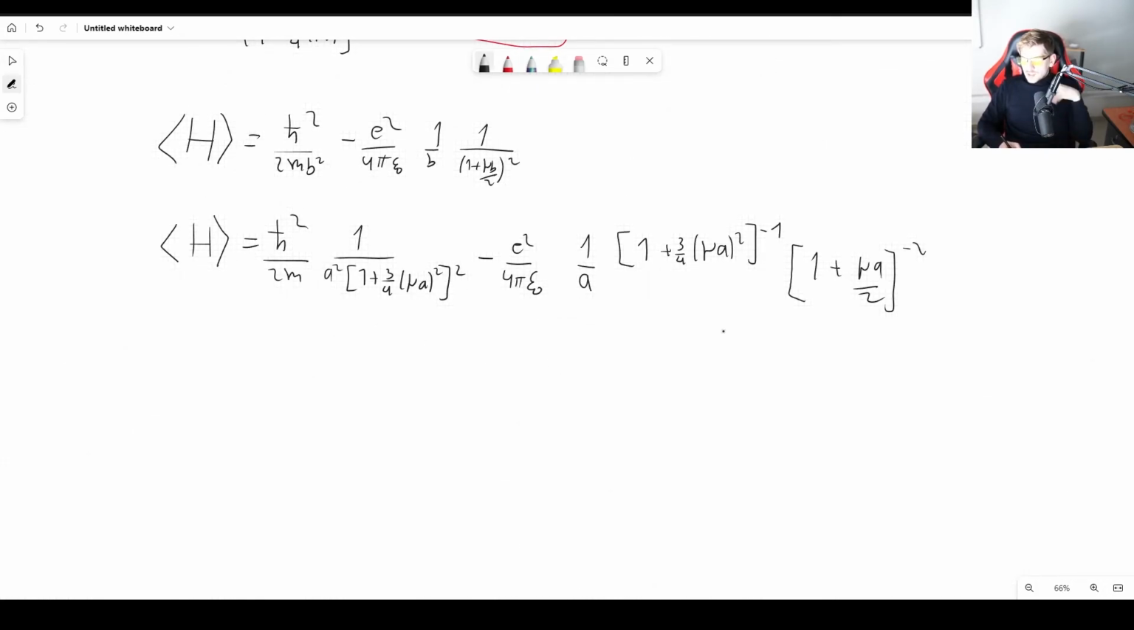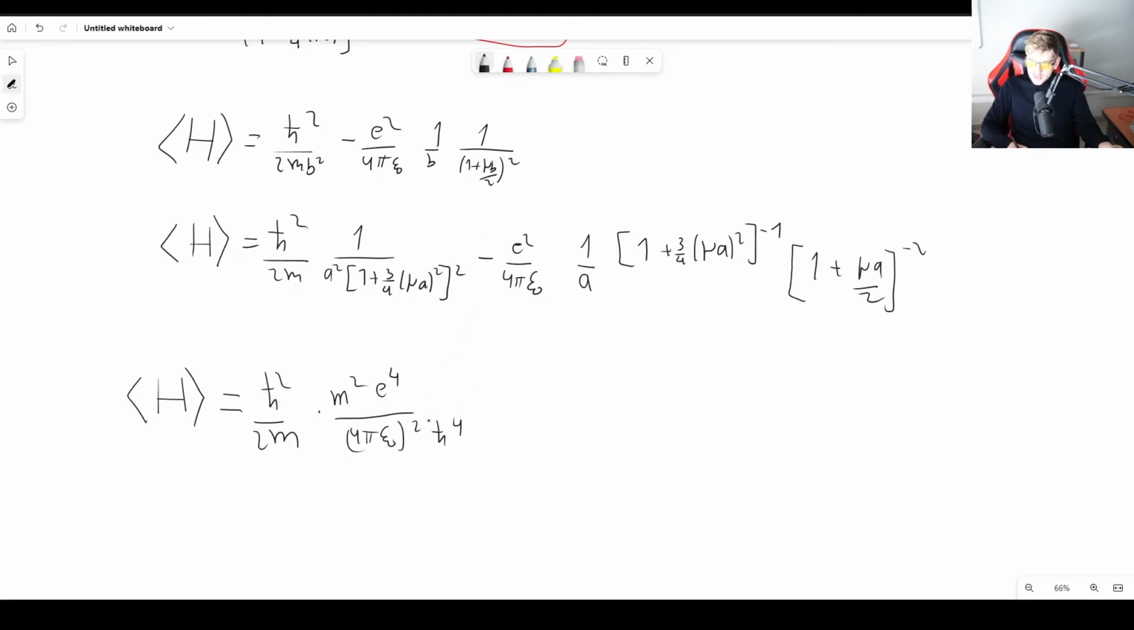Okay, so now let's begin simplifying this. Now, how could we do that? Well, let's plug in the value of a. So we know that a is 4 pi epsilon 0 h bar squared over m e squared. So 1 over a squared is m squared e to the 4th power over 4 pi epsilon 0 squared h bar squared squared. So we can simplify this a little bit.